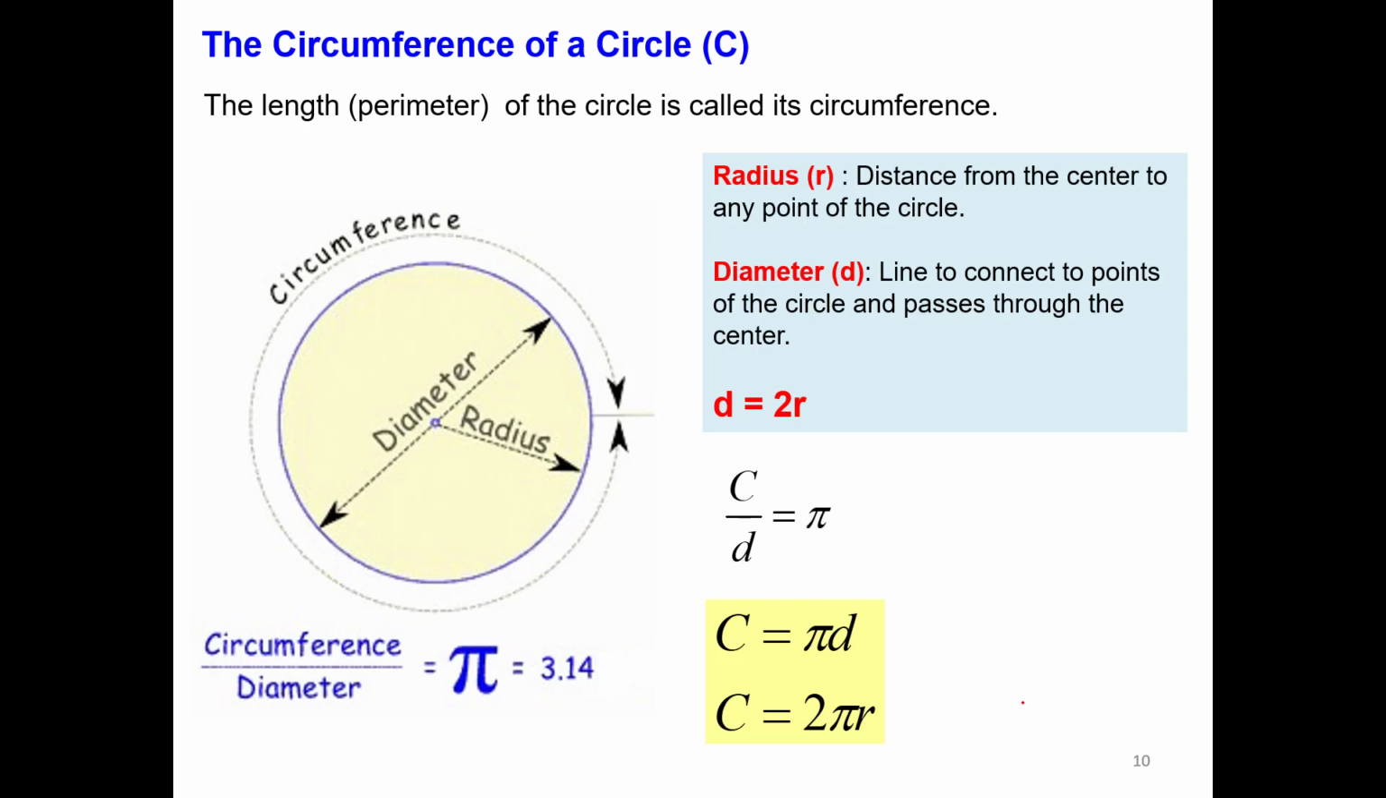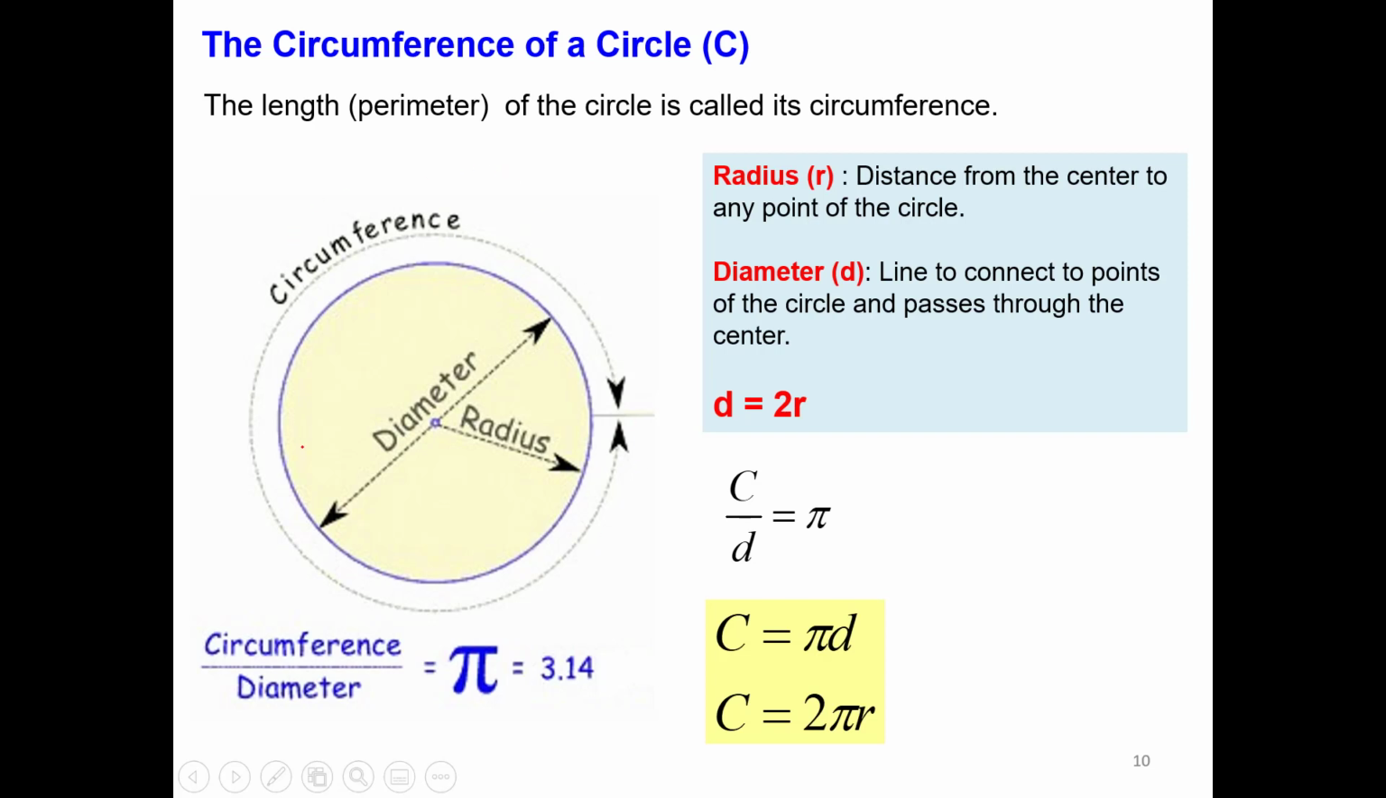And now we want to discuss the circumference of the circle. And remember, what is the circumference concept? The circumference is the length of the perimeter of the circle. Yes. And what is the circumference? The circumference is the length of the perimeter of the circle.